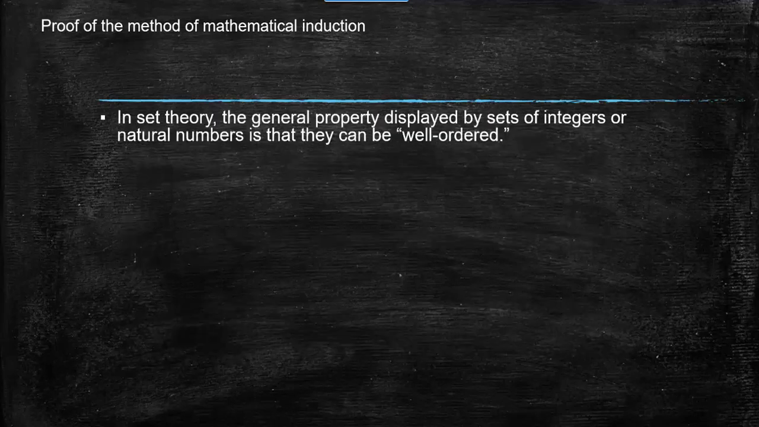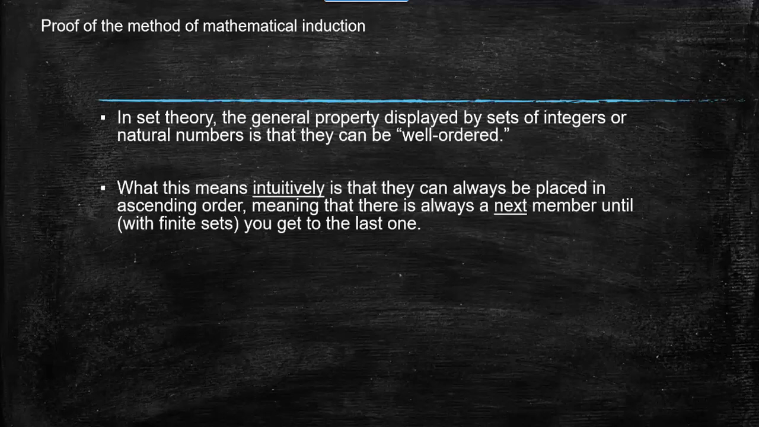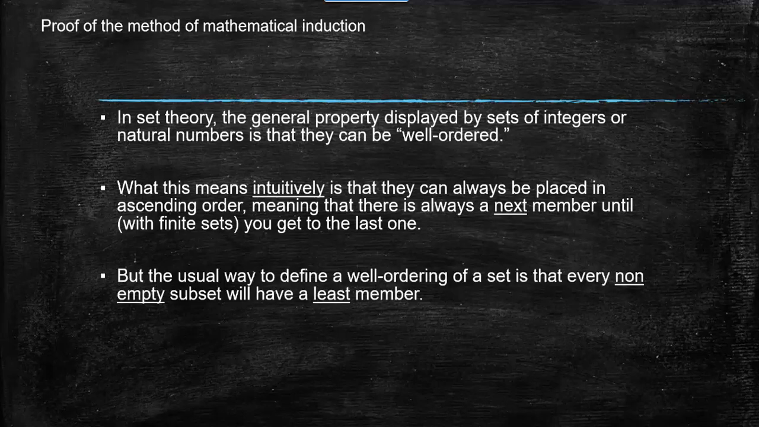So in set theory, the general property displayed by sets of integers or natural numbers is that they can be well ordered. What this means intuitively is that they can always be placed in ascending order, meaning that there is always a next member until, with finite sets, you get to the last one. But the usual way to define a well-ordering of a set is that every non-empty subset will have a least member.